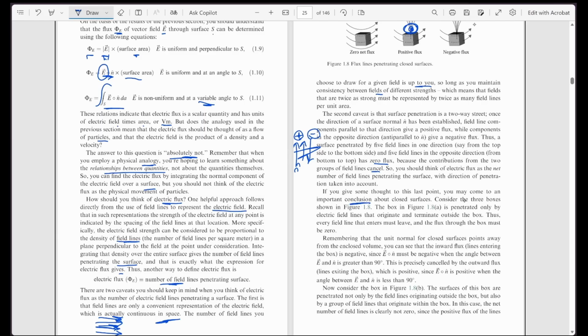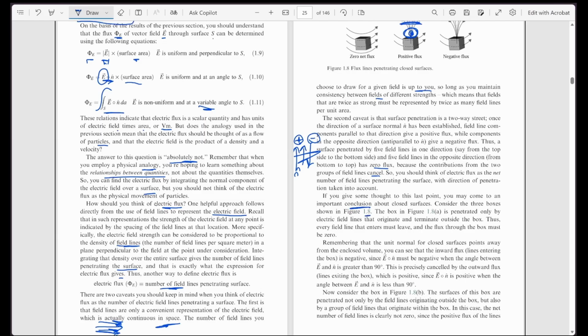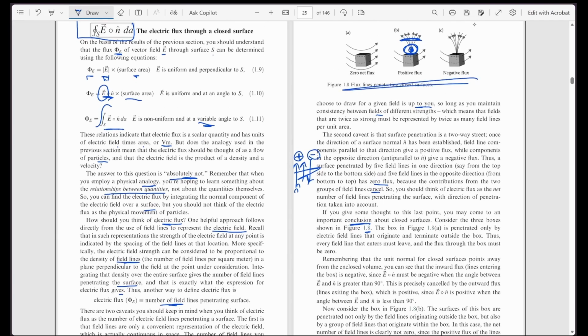If you give some thought to this last point, you may come to an important conclusion about closed surfaces. Consider the 3 boxes shown in figure 1.8. So this is figure 1.8. The box in figure 1.8a is penetrated only by electric field lines that originate and terminate outside the box. Thus, every field line that enters must leave, and the flux through the box must be zero.